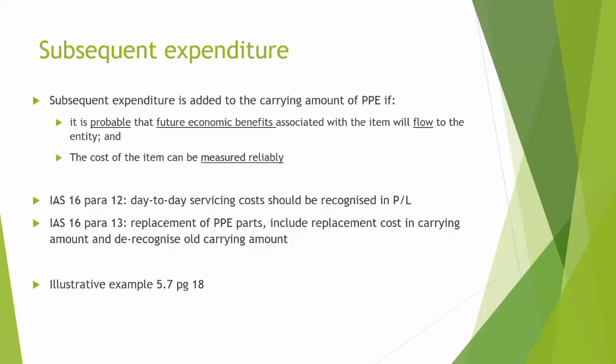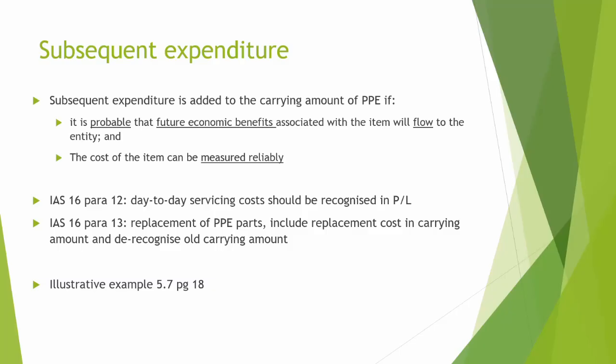This is what we refer to as subsequent expenditure. So all those types of expenditure, we need to have a look at the principle of the expenditure and see whether it counts as being able to be added to the cost of the asset, or whether it would then be expensed. So the principle in terms of subsequent expenditure is that it may be added to the carrying amount of property, plant, and equipment.